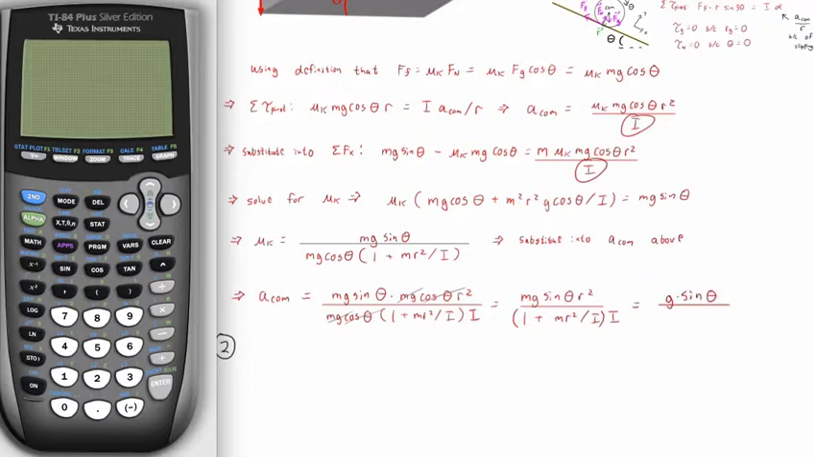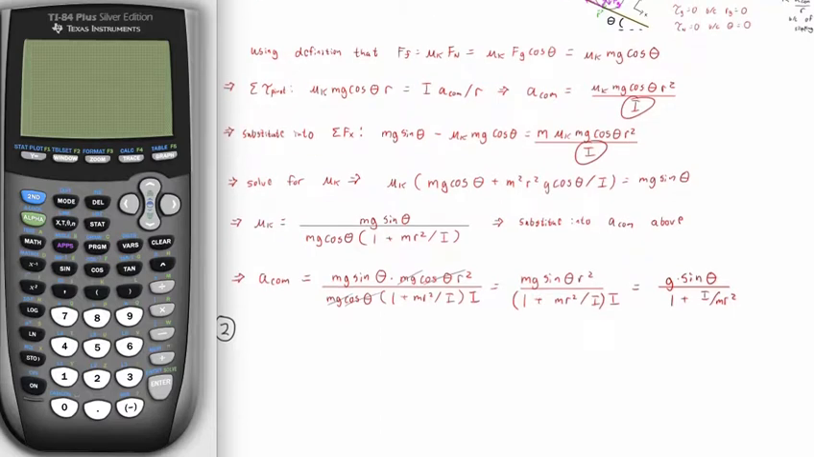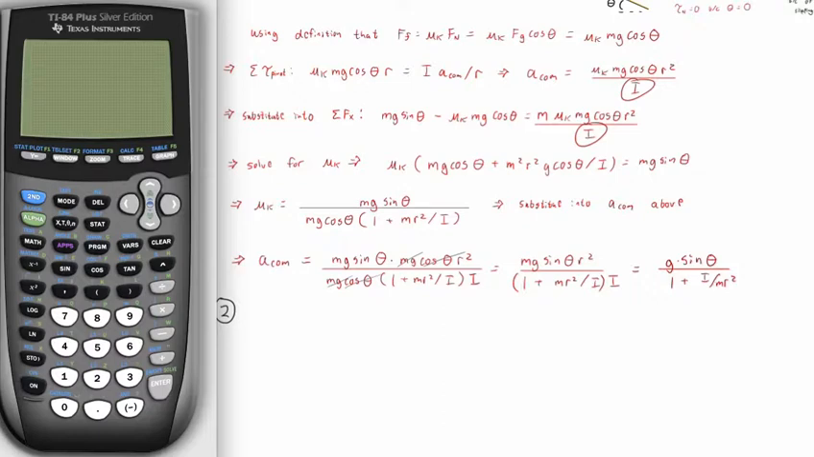So g sine theta, and then divided by 1 plus I over mr squared. All right, and obviously I factored mr squared out of the numerator and the denominator to get that result. But you can do the algebra for yourself to show that. But that's great. Now we've got the translational acceleration at the center of mass.